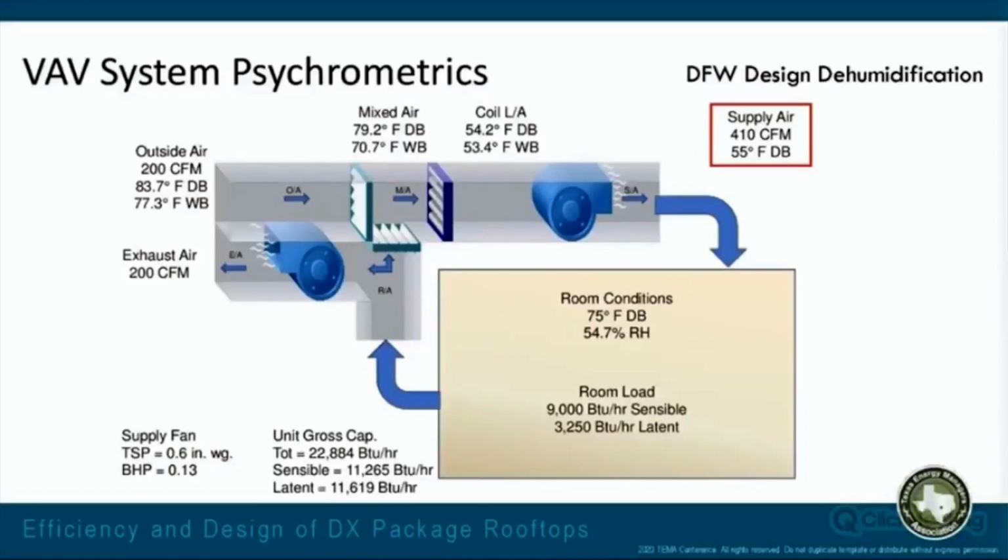Now you remember we were at 0.63 brake horsepower when we were at 900 CFM. When we dropped that down to a little below 50% at 410 CFM, we're at 0.13. So we've got some dramatic savings on our fan energy at that point.